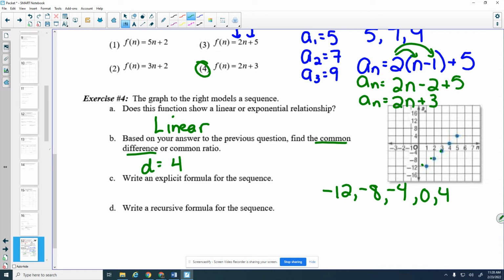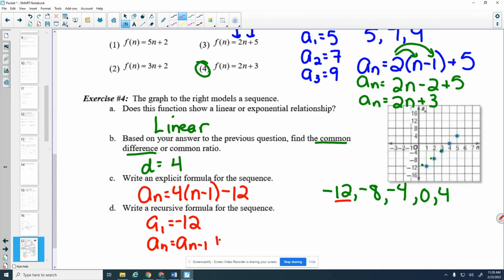We're going to write an explicit and recursive formula for the sequence. So I suggest doing this on your own, okay, and then coming back and checking, but I'm going to write them down now. An explicit formula, d times n minus 1 plus a sub 1. A sub 1 is negative 12, so I'm going to write negative 12 there. Recursion, I start with a negative 12. And to get to the next number, I take the last number, and I am adding 4.